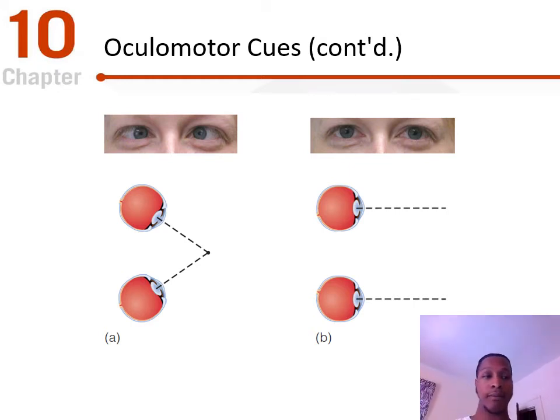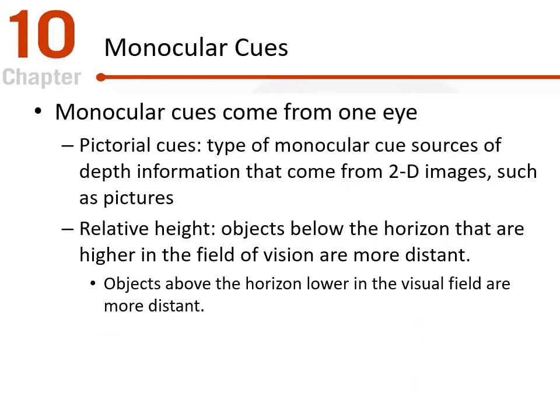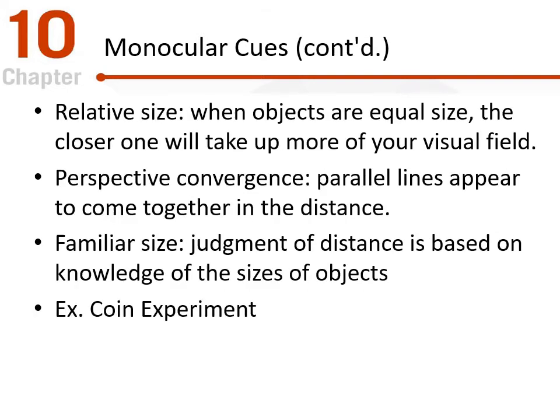Next, we're going to talk about monocular cues, which are cues that come from one eye, hence the term monocular. There are different types of monocular cues, such as pictorial cues, which are sources of depth information that come from 2D images and other pictures. Another type of cue is relative height, in which objects that are below the horizon and higher in the field of vision are more distant. Next, I want to talk about relative size, in which objects are equal size.